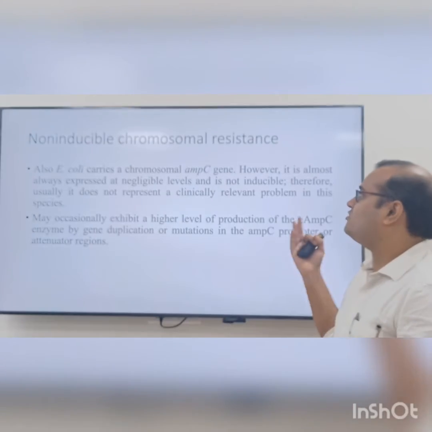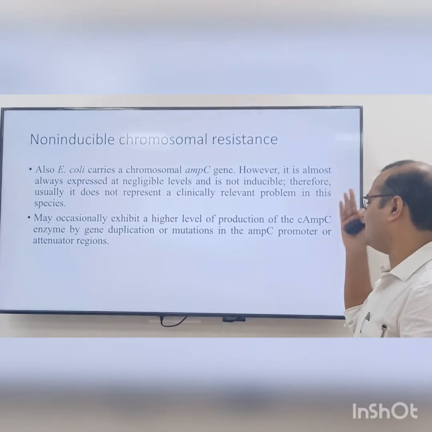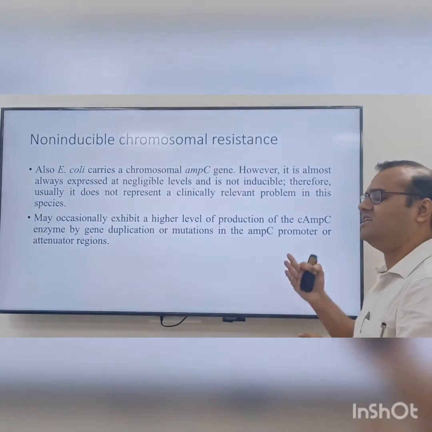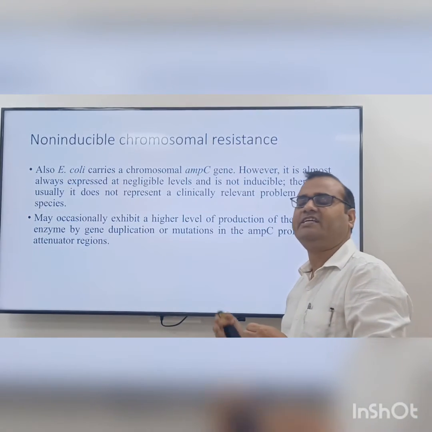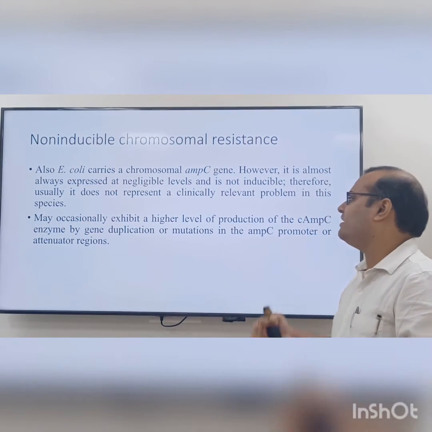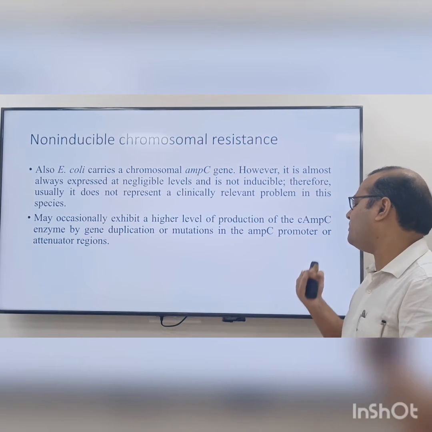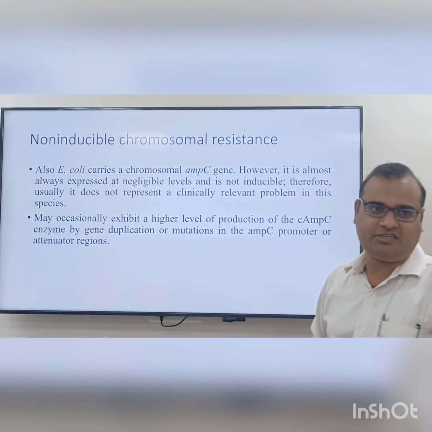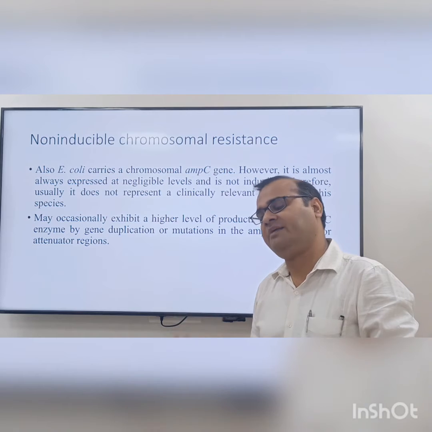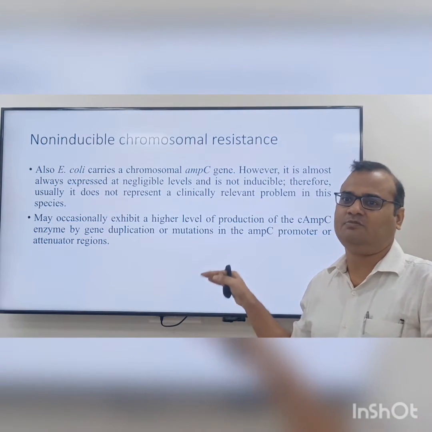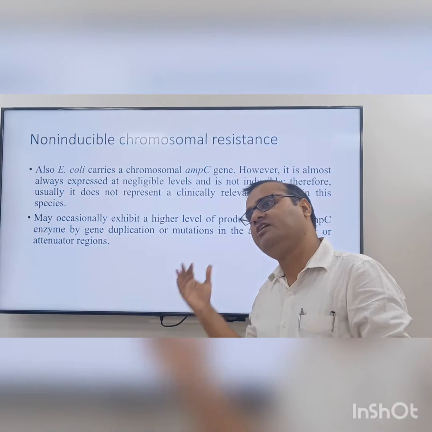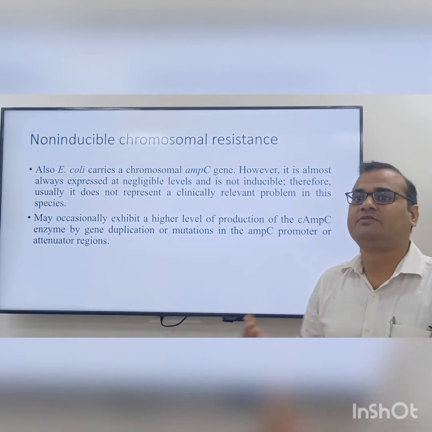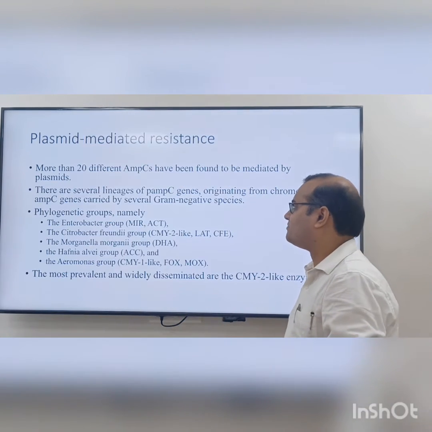Coming to the non-inducible chromosomal resistance, mostly in E. coli, it is expressed at a negligible level and is clinically not relevant. Occasionally, it may so happen that there is duplication and mutation in the promoter of the ampC gene and they may hyperproduce, but this is negligible. Now the most common AmpC production in E. coli is due to plasmid-mediated AmpCs.